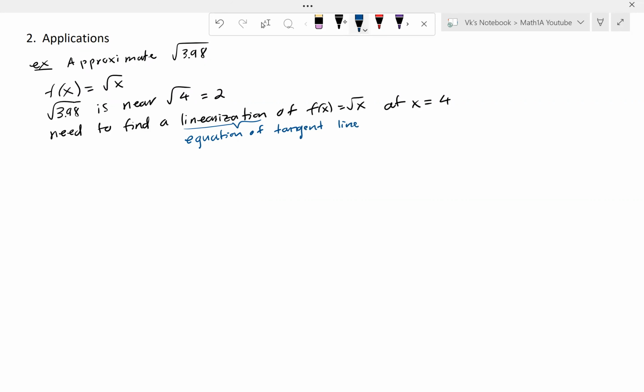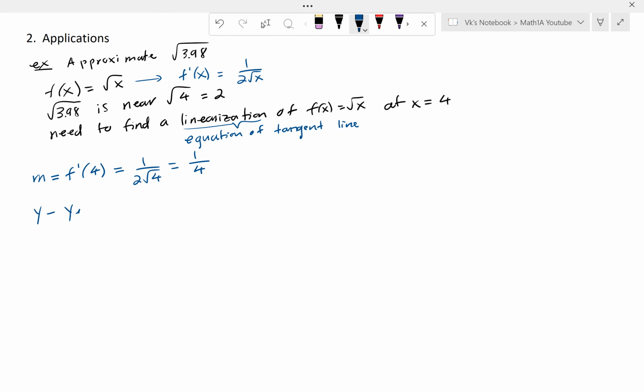We know linearization is just the equation of a tangent line. For the equation of a tangent line, you have to figure out two things: the slope and the point. Slope is f prime of 4. So we know f(x) equal root x. This tells us that f prime x is 1 over 2 root x. So 1 over 2 root 4 is 1 over 4.